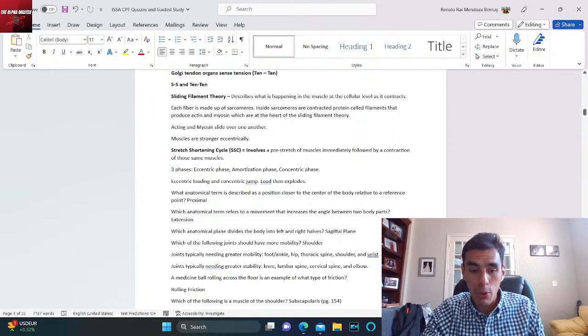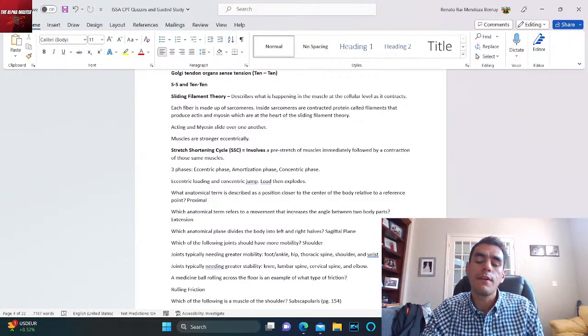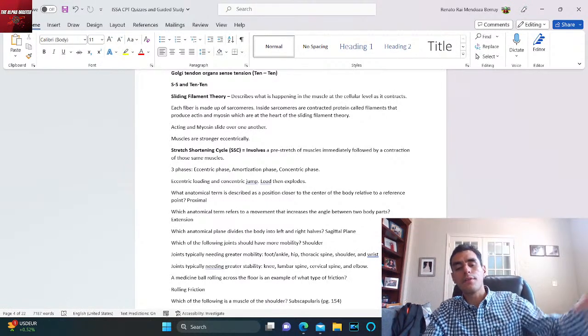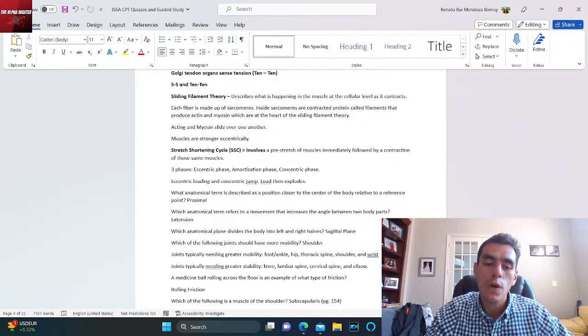A medicine ball rolling around across the floor is an example of rolling friction. A medicine ball rolling across the floor is an example of what type of friction? Rolling friction.